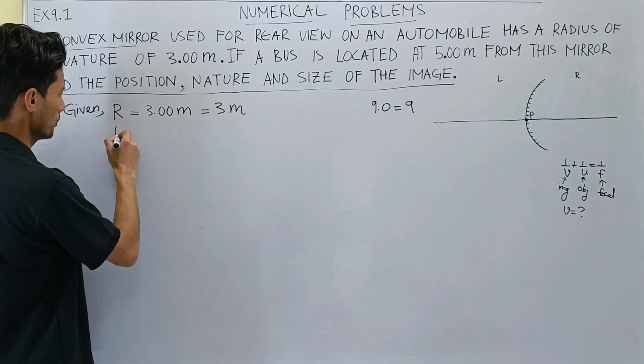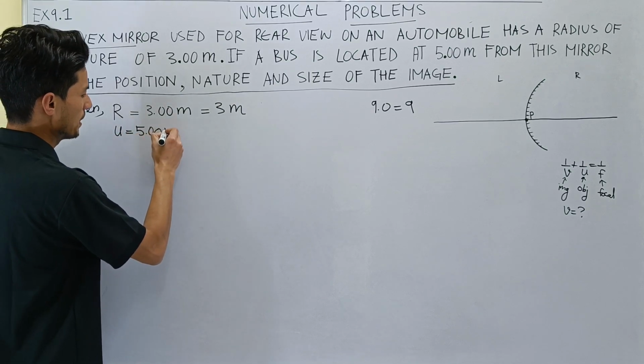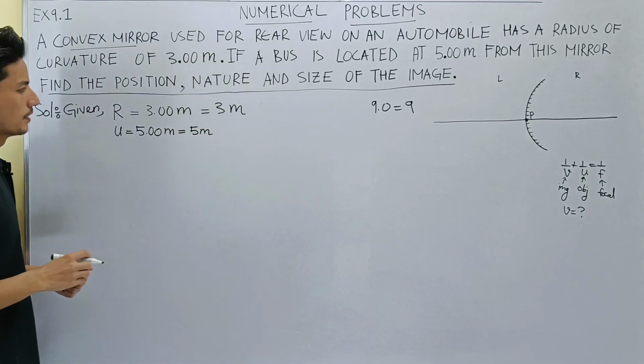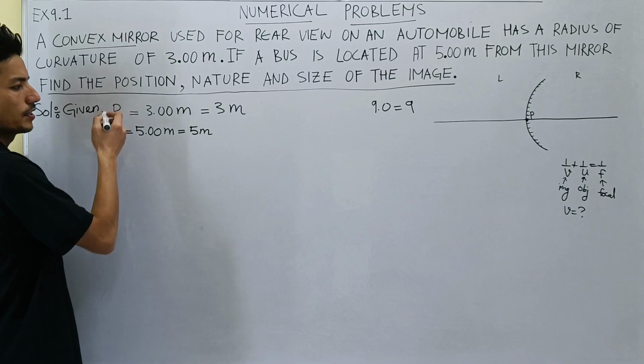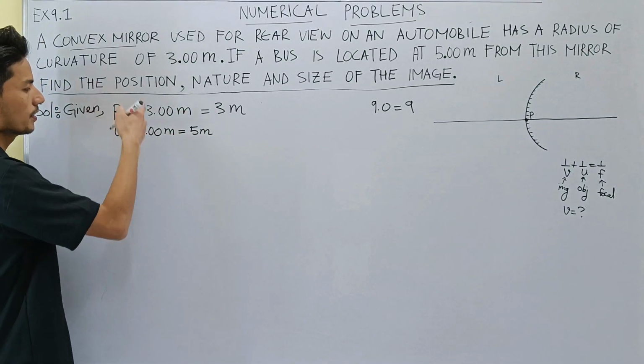So let us just write here. u is equal to how much? 5. It's given 5.00 meter. 5.00 meter is 5 meter. All right. Now let us find f. See, the mirror formula doesn't have r in it, it has f in it. So we have to find f.